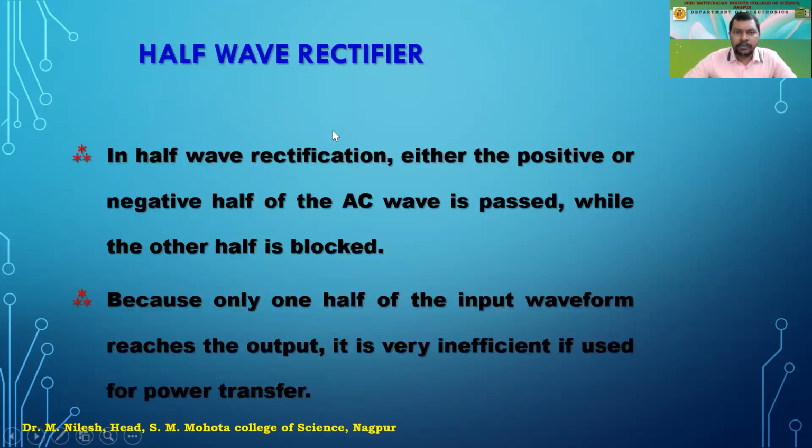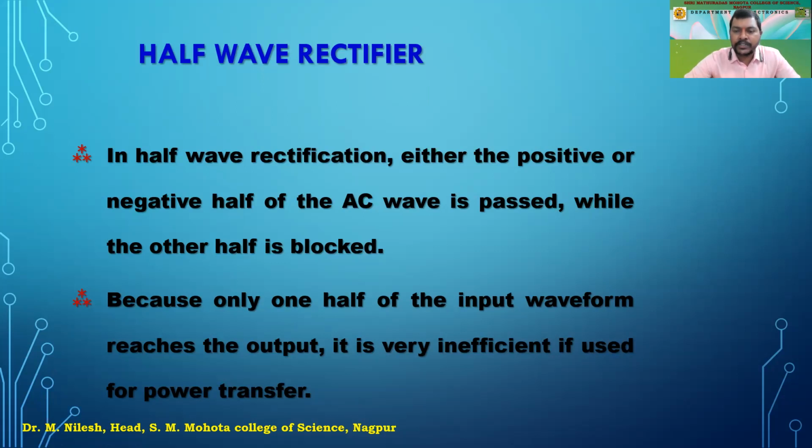So, the half wave rectifier. Today we'll try to complete this portion, the half wave rectifier. In half wave rectification, either the positive or the negative half of the whole cycle is rectified, right? So either the positive half or the negative half of the AC wave is passed while the other half is blocked. So only half of the wave is rectified and therefore it is called a half wave rectifier, because only one half of the input waveform reaches the output.